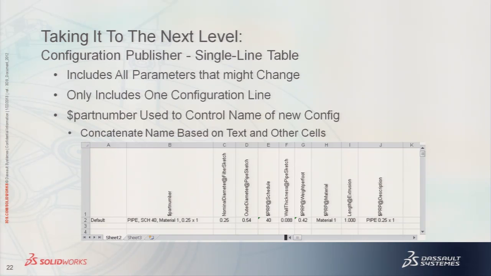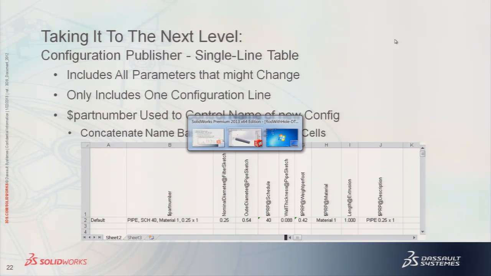So with this one right here, we got the one line in there. The one thing that is specific to this that you need to know about is the part number column. This can be confusing because $ part number is used in regular design tables to mean something completely different. In a configuration publisher design table, $ part number is going to be how the new config is designated. So it's basically like the name of that configuration, okay? So it's one more column over. That's the only difference there.